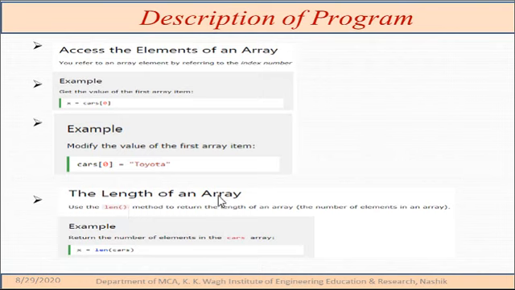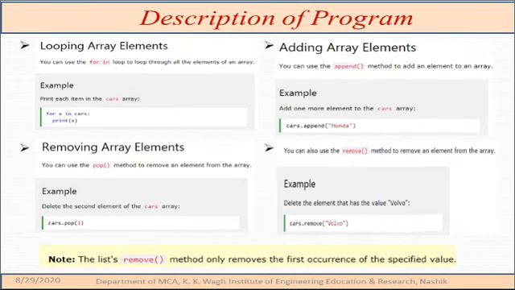If I want to calculate the length of the array, I get a method called the length method. By using this, I can easily calculate the length of the array. For that, simply use the method len and then put your array name, and it will return the length of your array in the specific variable.